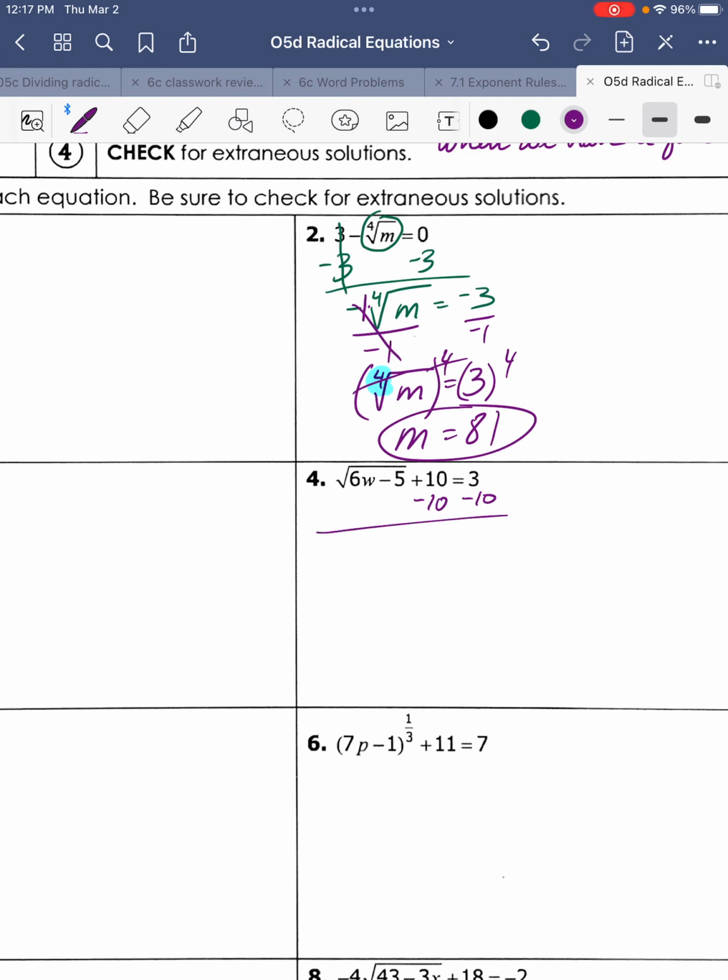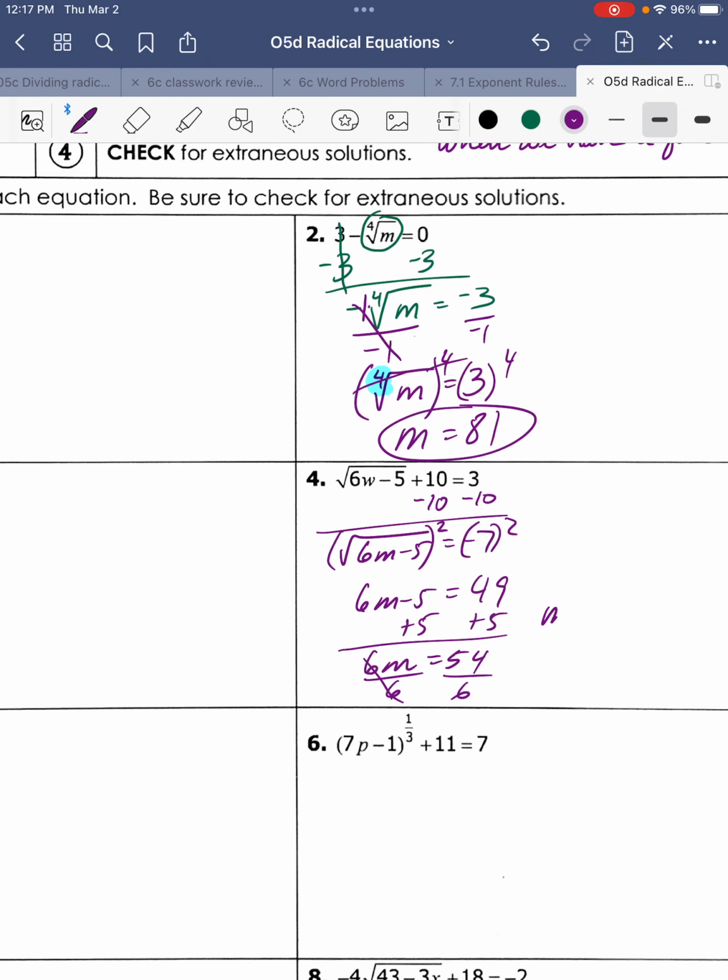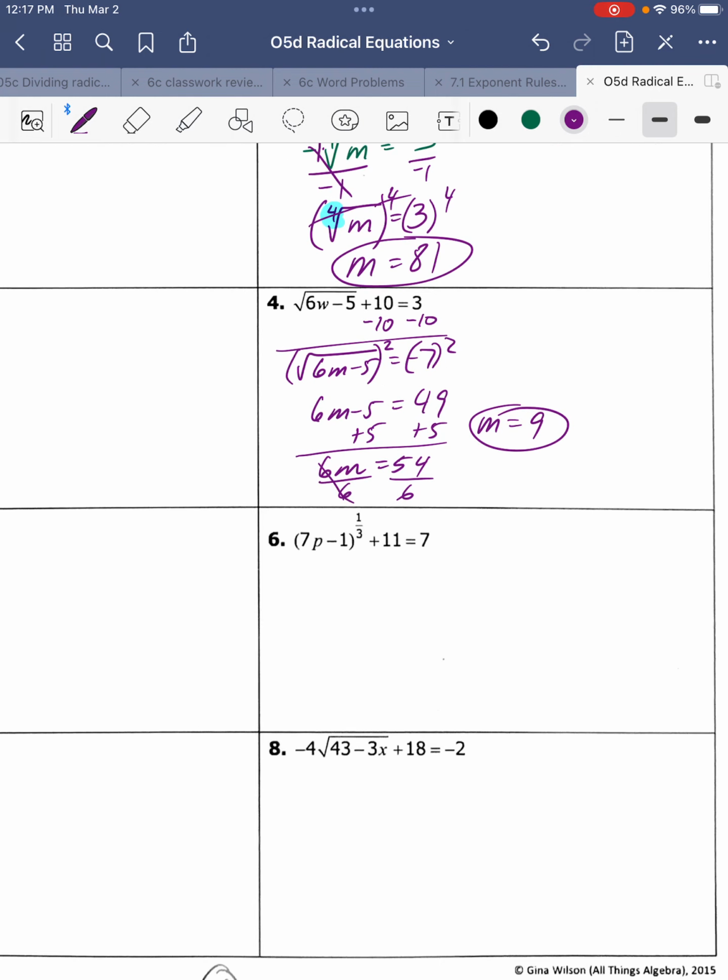Number 4, so we need to isolate the radical, so subtract 10. -7. Now the radical's isolated, so we square. We have 6m minus 5. -7 squared is 49. Now we solve the remaining equation. What's underneath the remaining equation? So we have 54 divided by 6. We get m equals 9.